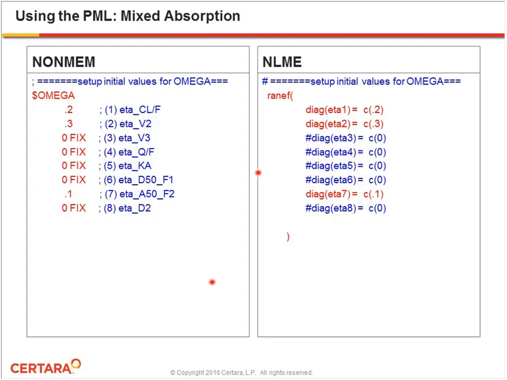Then we come to omega, between subject variabilities. And here, as we stated, we have 3 random effects on clearance, central volume, and A50. And the other ones we kept fixed. And the same in NLME, PML code, using the ranef statement with these 3 random effects, the variances for these 3 random effects defined.